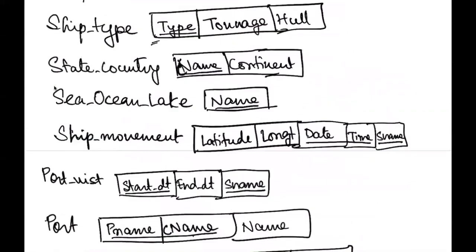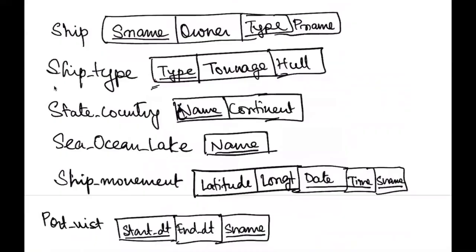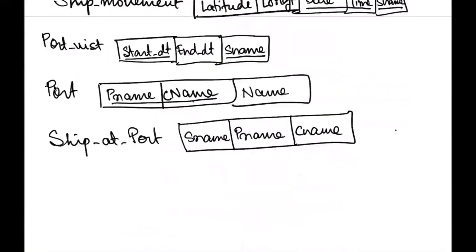Then we have port visit. The primary key of port visit is start date, S name. S name is already appearing here, so we will not add it again. So all these attributes we have added, and together all of these will be the primary key of this new relation.